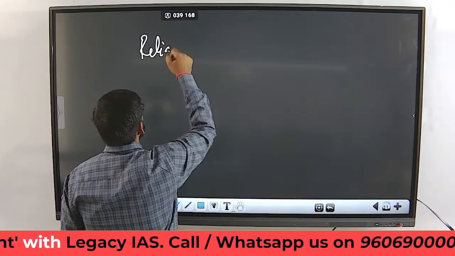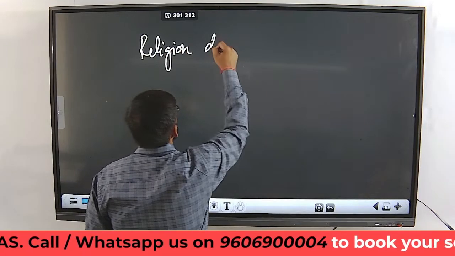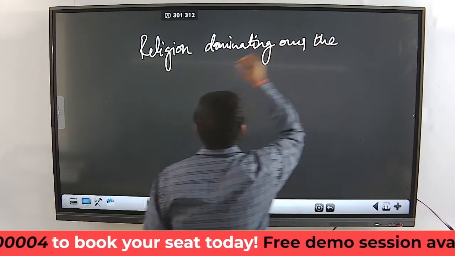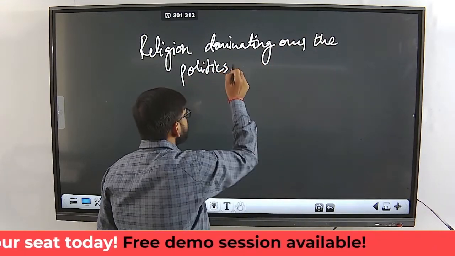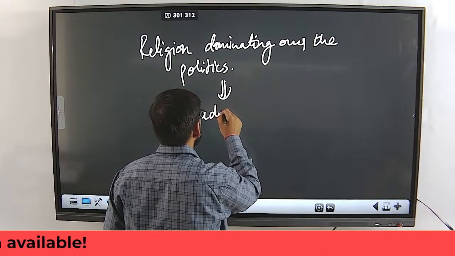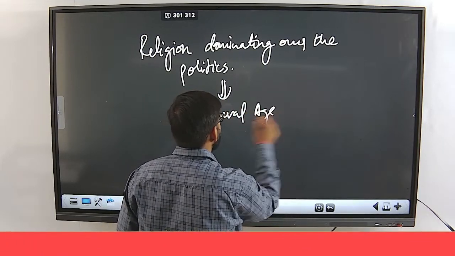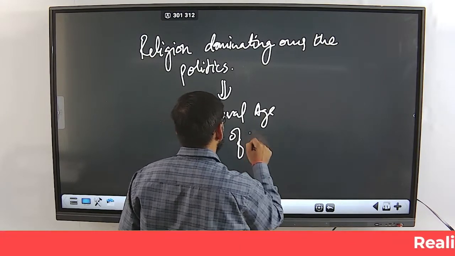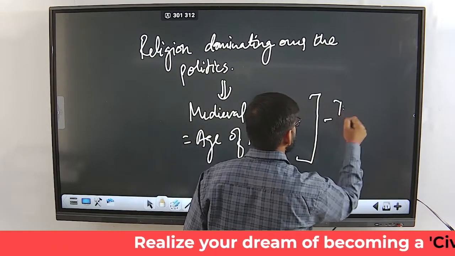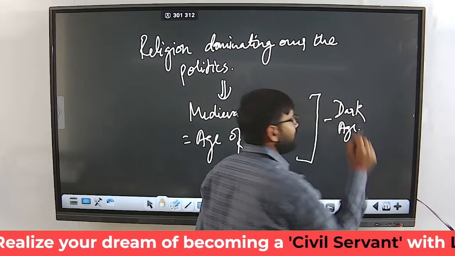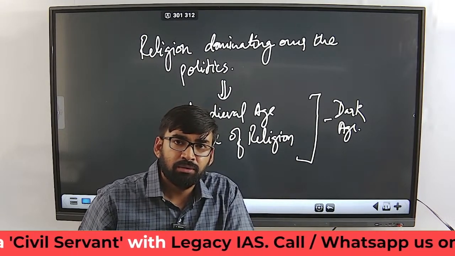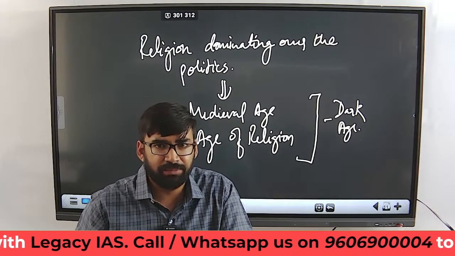So religion dominating over the politics. Getting my point? That is why medieval age is called as the age of religion. It is considered as dark age because of no development and the corruption started. Okay, favoritism, nepotism, these things were started.